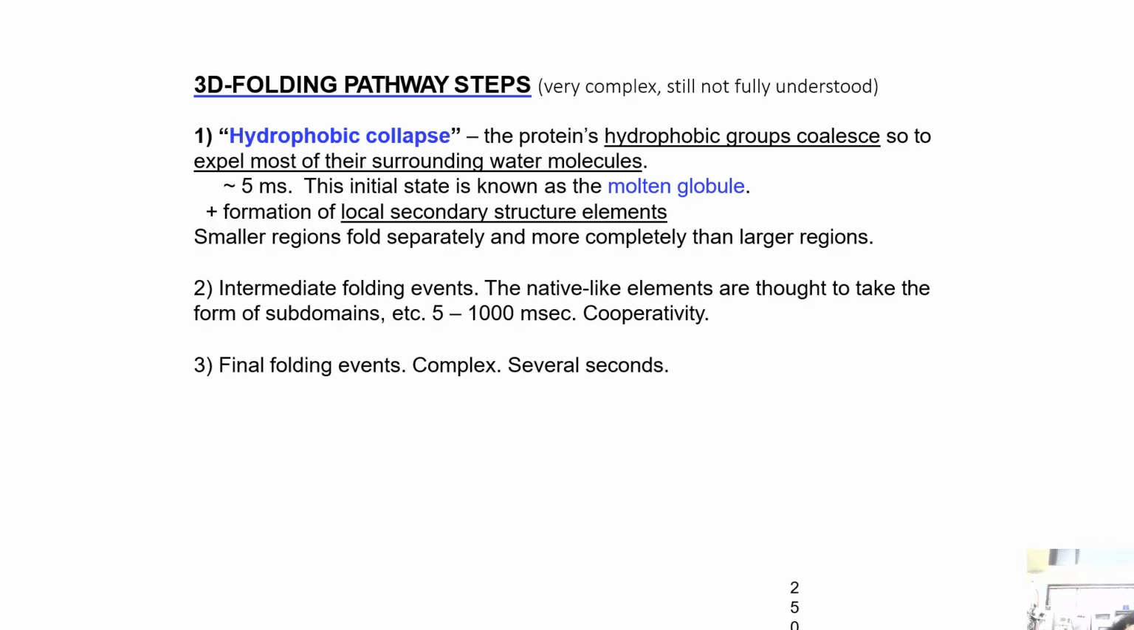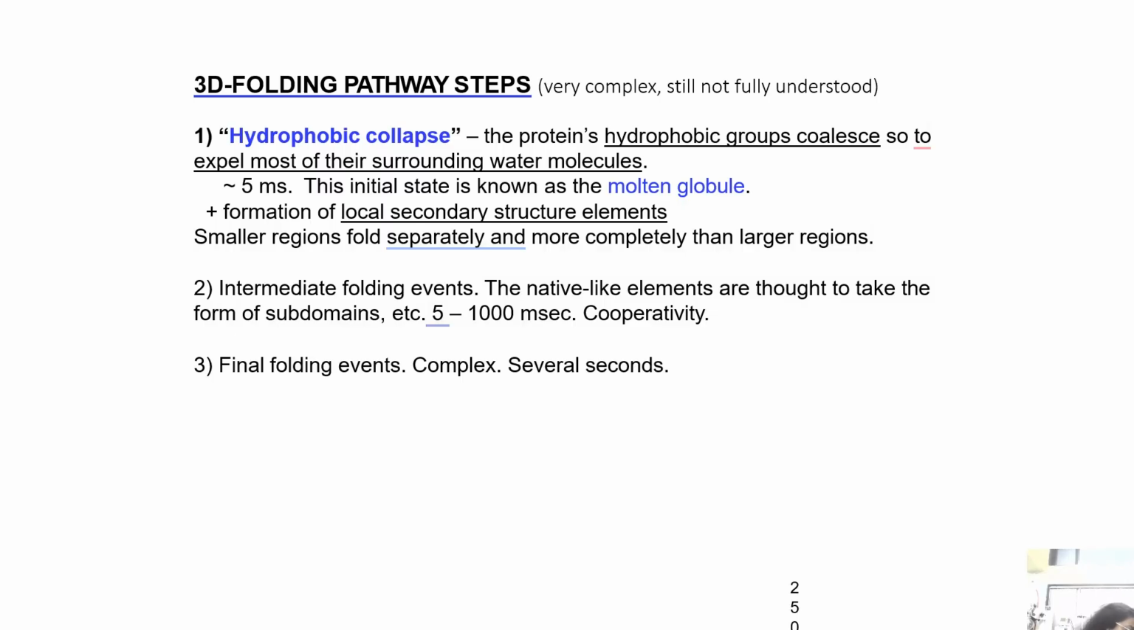3D folding pathway steps: hydrophobic collapse, what we were talking about. The protein's hydrophobic groups coalesce so as to expel most of their surrounding water molecules. And the initial state is known as the molten globule state.